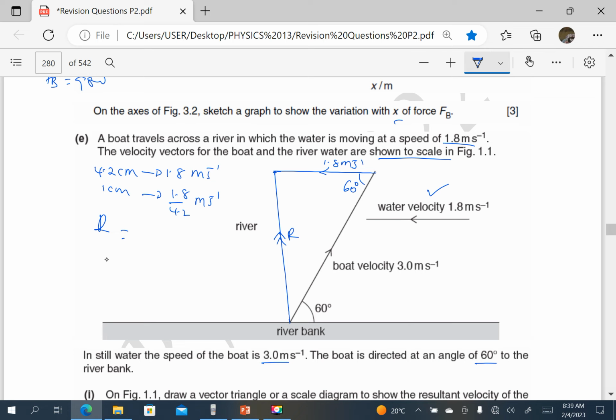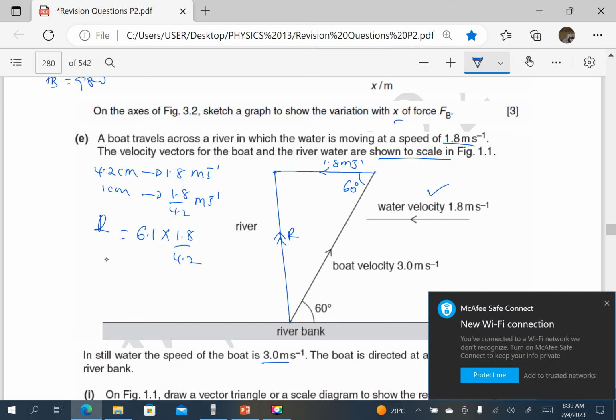So this is 6.1 centimeters. So R is 6.1 centimeters times the scale, which is 1.8 over 4.2.